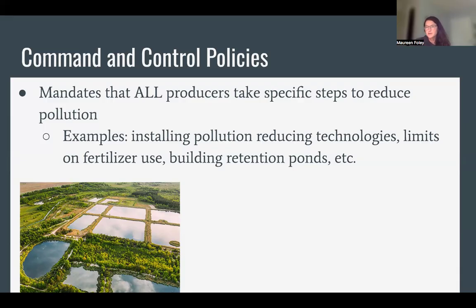These could be limits to the amount of fertilizer that you're allowed to use, or making you build a retention pond to capture water runoff that contains sediment and nutrients or pesticides. So these are command and control policies. They are mandatory and they apply to everybody.